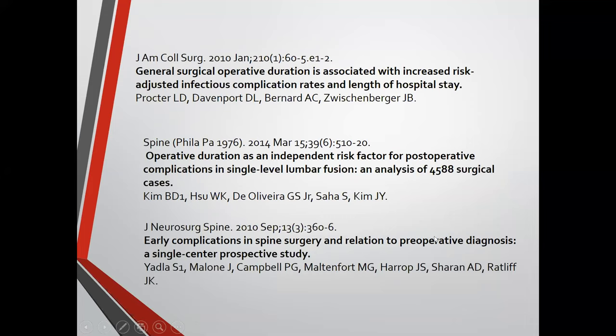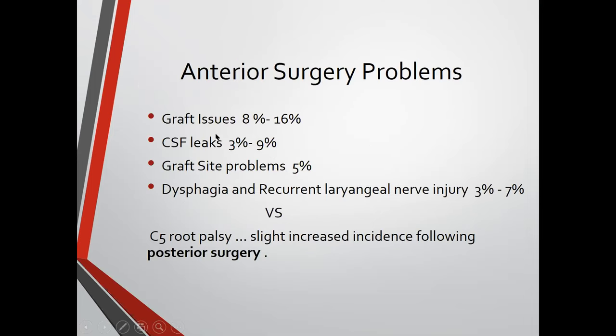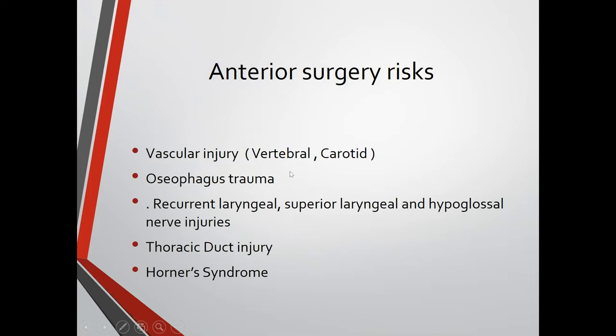Another very important factor when doing these surgeries is that we don't just go by literature, but we have to consider individual skill and individual facilities available. The complication rates increase with duration of operation, with the amount of blood loss, and with the amount of technology available to you for doing surgery. Anterior surgery has various problems like graft issues, CSF leaks, graft site problems, recurrent laryngeal nerve injury, as compared to posterior surgery, which is very easy. The only really significant complication in posterior surgery is C5 root palsy. Anterior surgery has various other injuries to the surrounding structures.